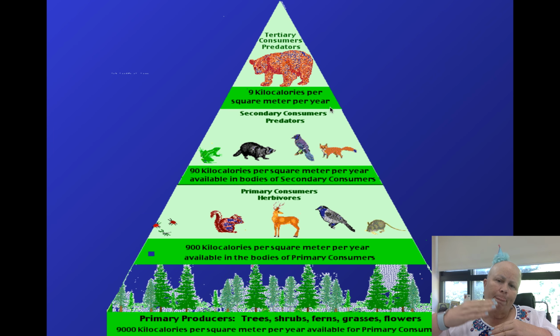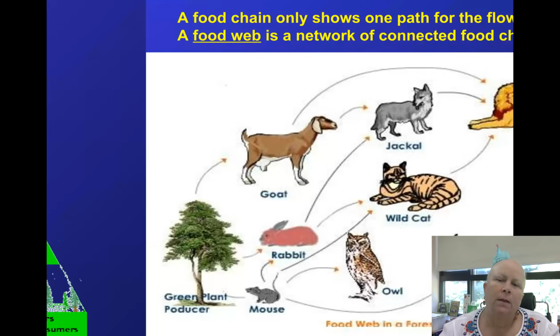So as you get further along the food chain or further up the energy pyramid, there's less available. So you're going to have fewer organisms. The populations are going to be smaller. So you're going to have much fewer bears than you are going to have squirrels, and you're going to have a lot fewer frogs than you're going to have trees and shrubs and grasses. Okay.